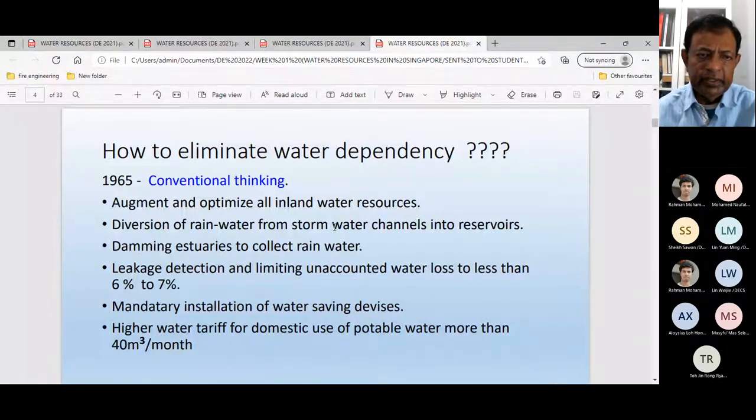Right. So these are the efforts which were taken to reduce the water dependency on Malaysia. These are the early stages they were doing, introducing this. The last effort was actually a higher water tariff for domestic use. That means if you are going to use more water, you will be charged more. Usually a limit of more than 40 meter cube a month is considered as high end usage of water. So more than 40 meter cube per month will be charged at a much higher tariff rate than the amount utilized below 40 meter cube per month.